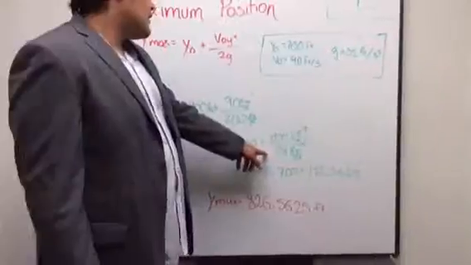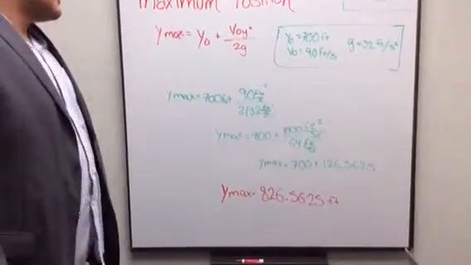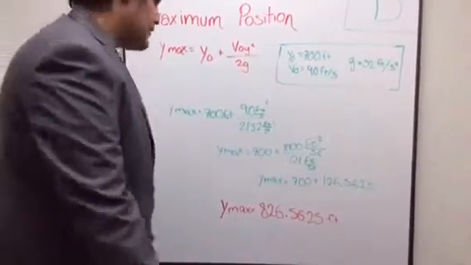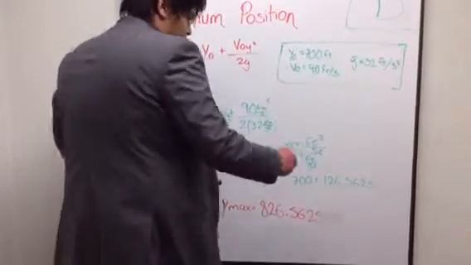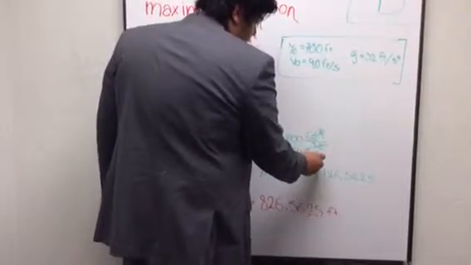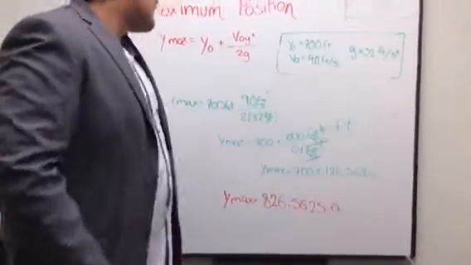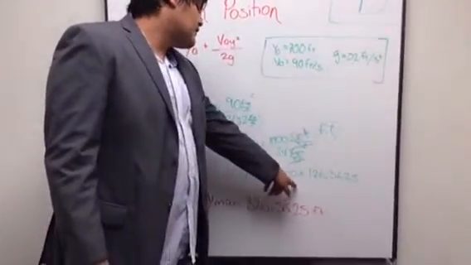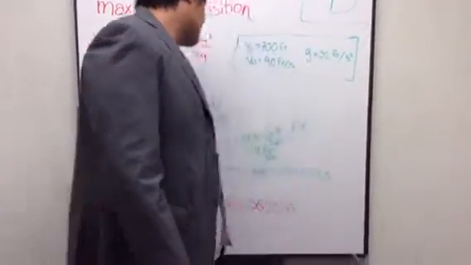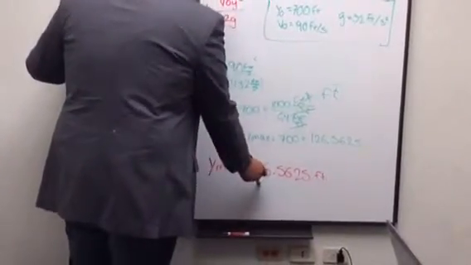Then the y max is 700 feet plus 8,100 feet squared over seconds squared, over 64 feet over seconds squared. And if we do the math, the squares go away with feet, seconds squared with seconds squared, and the result will be in feet. So the y max is equal to 700 feet plus 126.5625, and the y max is 826 feet.